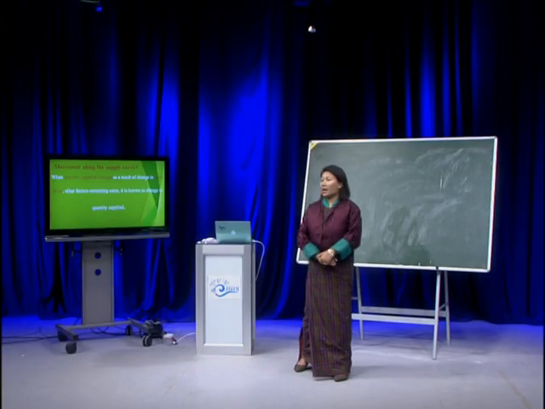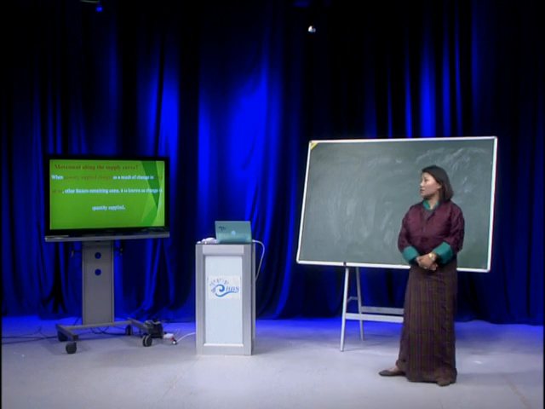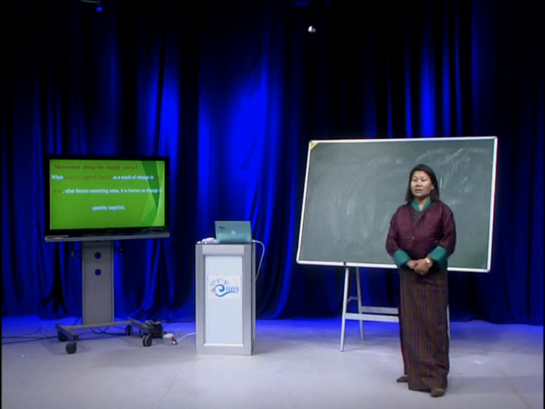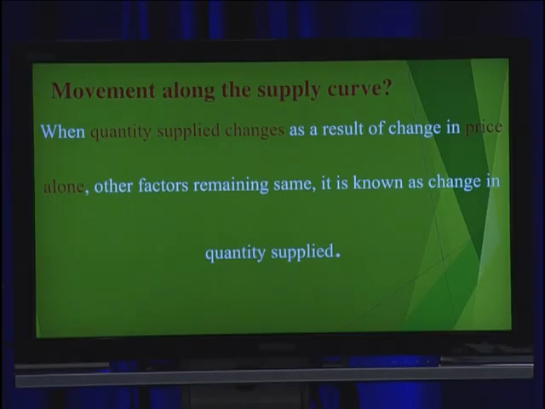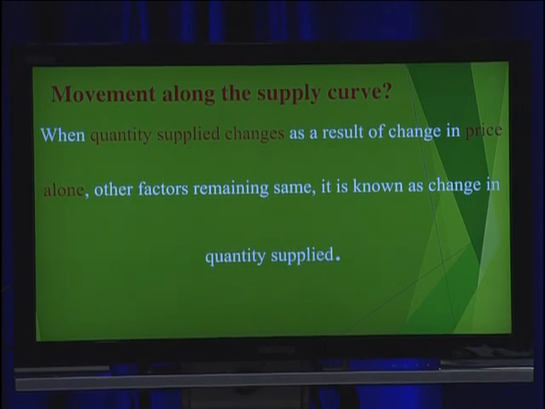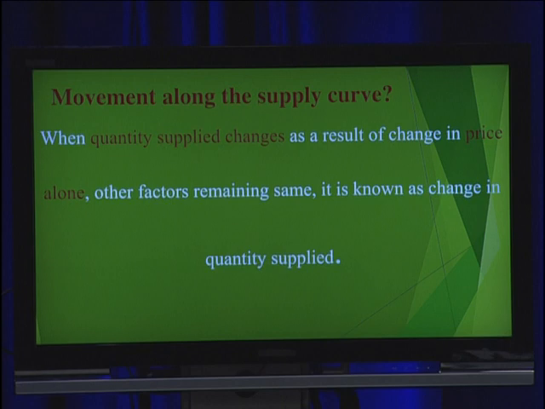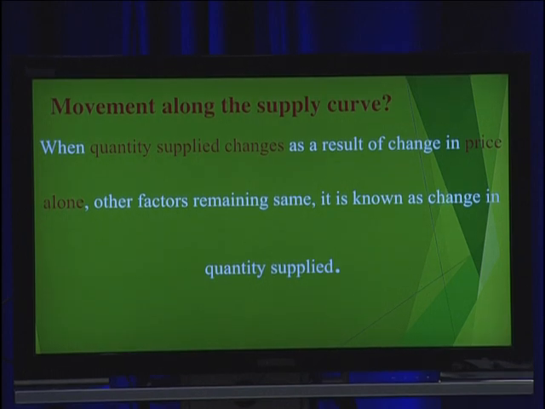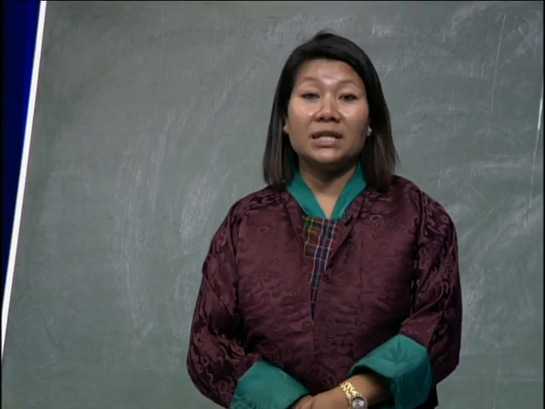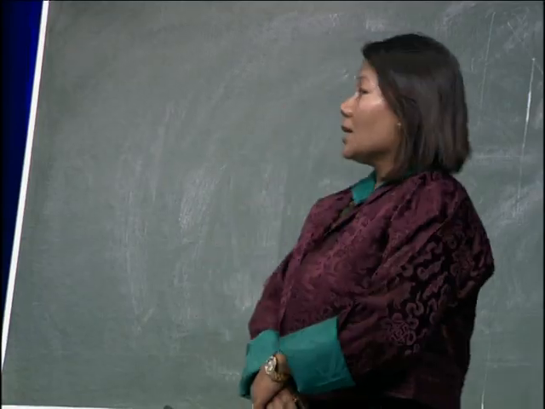The first one we have here on the slide, as you may see, is movement along the supply curve. I want all of you to pay attention to the words here which are written in different colors. In this lesson, you have to focus your attention on the words which are written in different color. Here is the red color. Movement along the supply curve. What it means by movement along the supply curve.